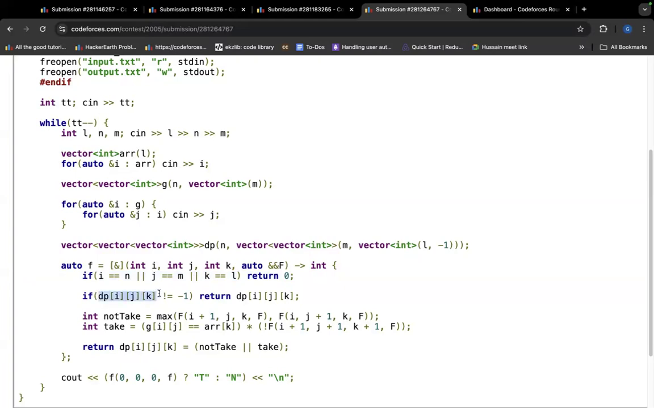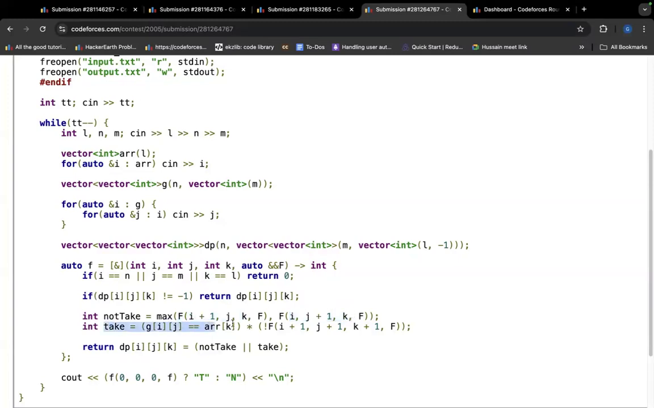Otherwise, if dp ijk is not equal to -1, then return dp ijk. Otherwise, the not take option is just bitwise or max. It doesn't matter since these values are only zeros and ones. I can take up max. If you take up or, I think that would be more intuitive. So dp ijk is just f of i plus 1 j k or f of i comma j plus 1 k.